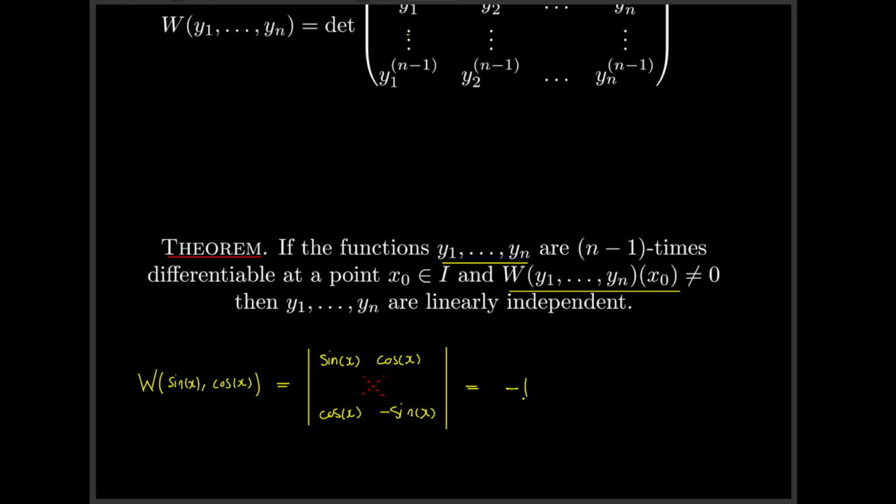And of course, that means that the Wronskian at any point is actually non-zero. And so, in particular, these two functions are linearly independent.